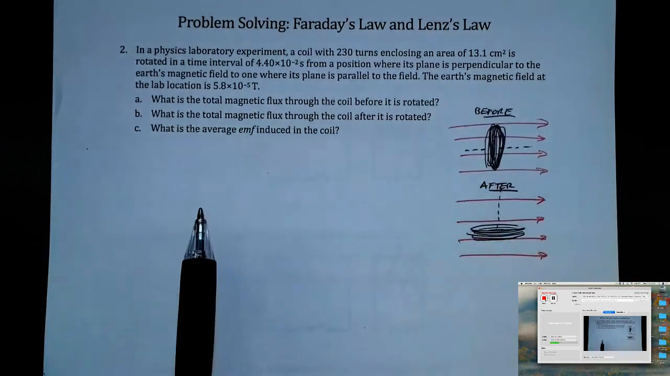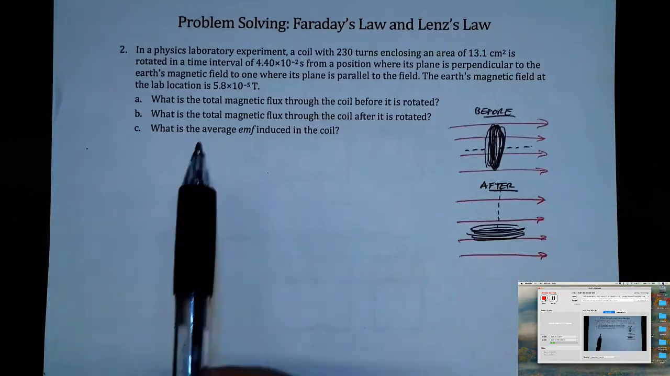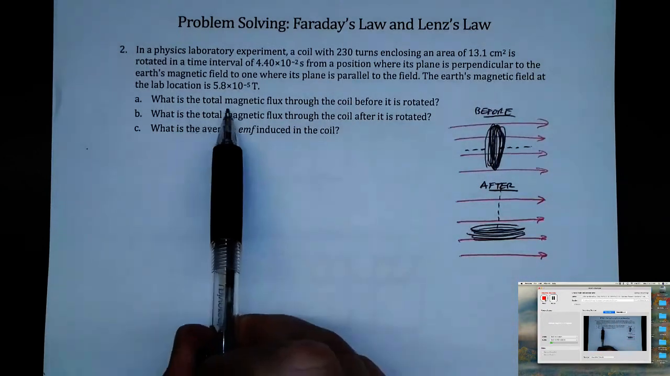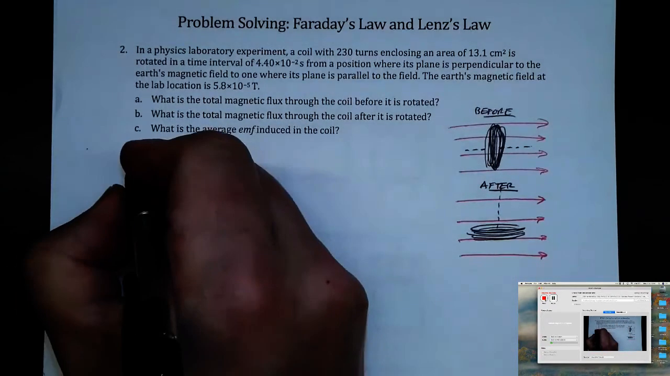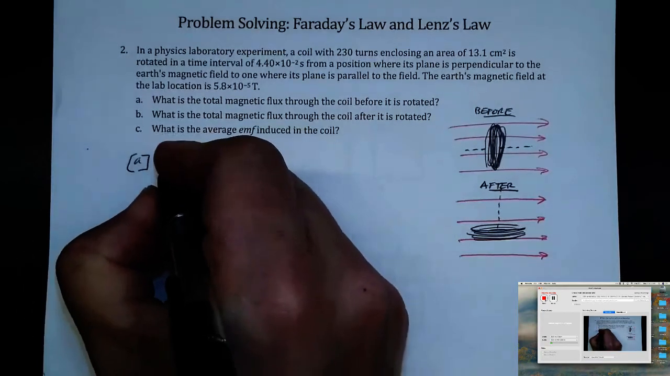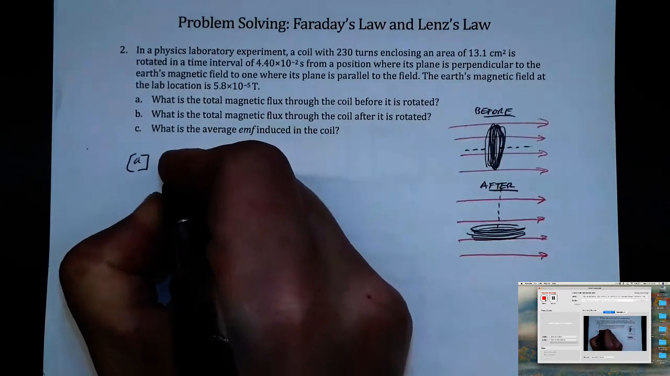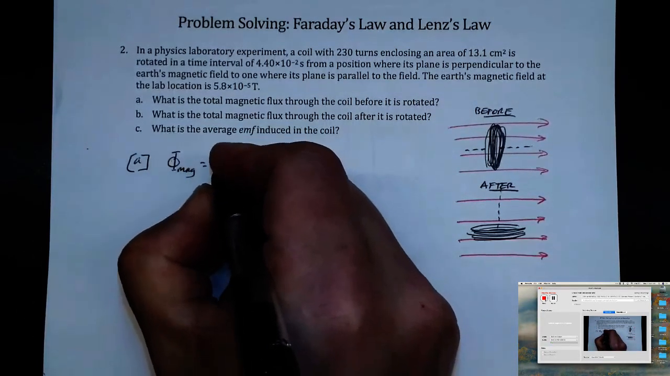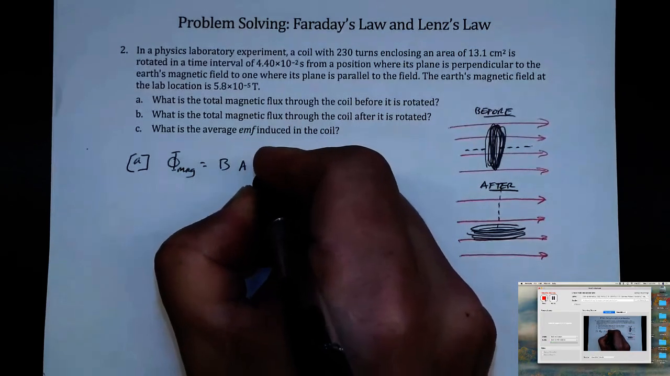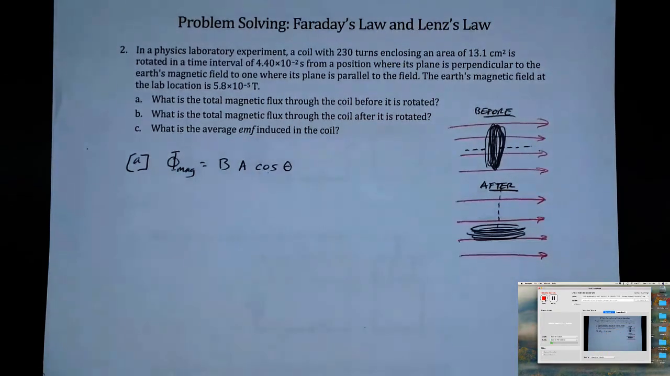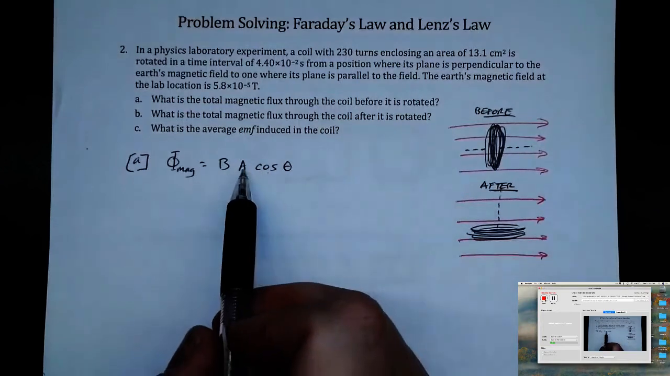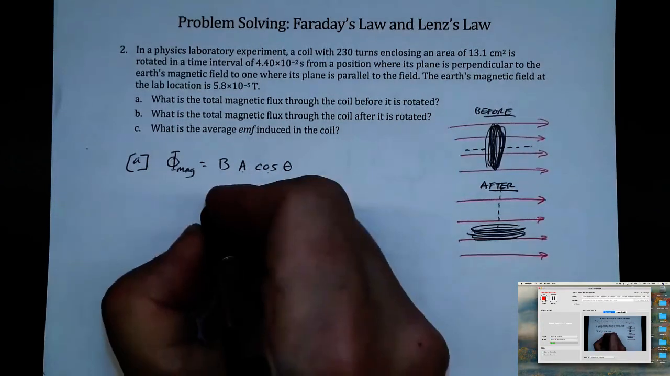All right, and the rest of the things are numbers that we know. What is the total magnetic flux through the coil before it is rotated? Well, magnetic flux is equal to the magnetic field times the cross-sectional area times the cosine of the angle between the axis of that area and the magnetic field.